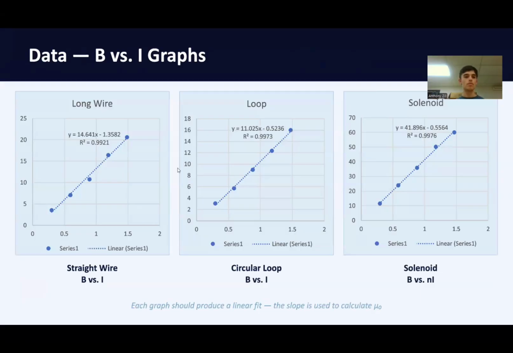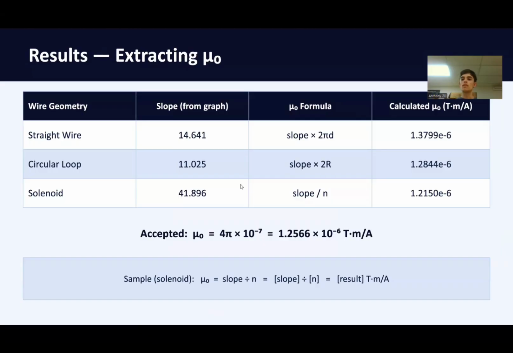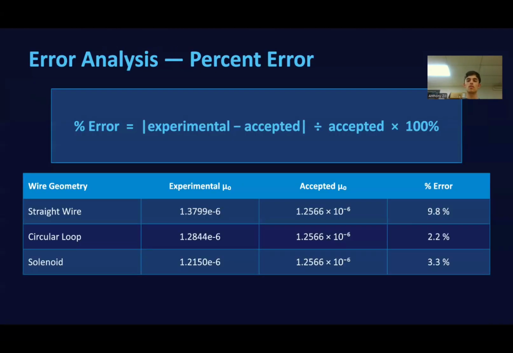So I'll go back. For the long wire, we got y equals 14.64 for a slope. For the loop it is 11, and for the solenoid 41.896. And this calculated to 1.3799 e to the negative 6 for the straight wire, 1.2844 e to the negative 6 for the circular loop, and the solenoid is 1.2150 e to the negative 6. The accepted value is 1.2566, so we were very close. At least the first one was a little off. We got a 9.8% error, but the last two were very well done, and we got 2 and 3% error.